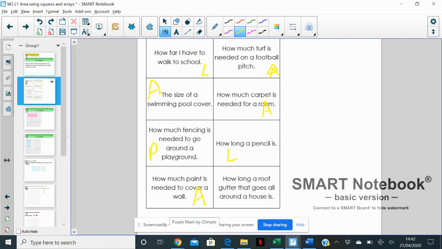And how long a roof gutter that goes all the way around a house is? Again, I've got that word around. So I know that's going to be a perimeter. So back to thinking about area.